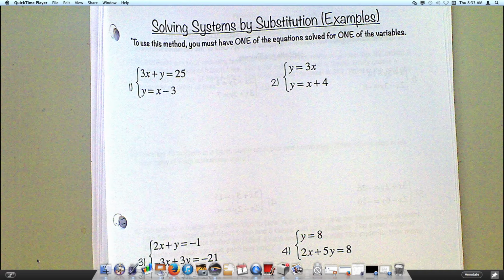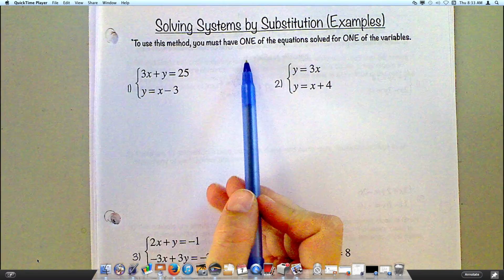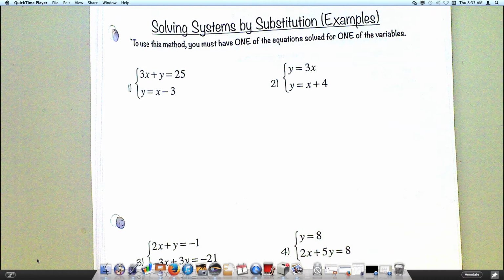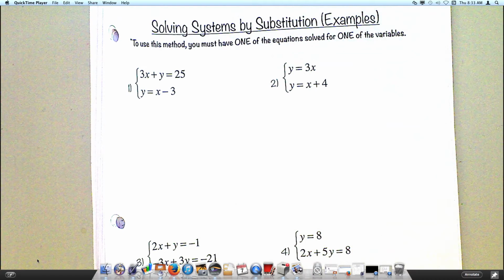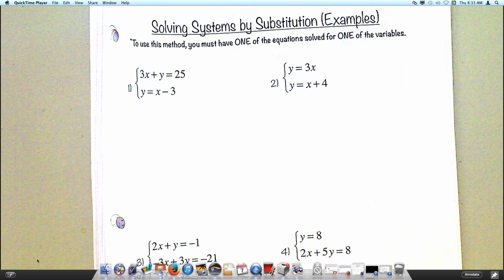With substitution, the key to doing this is you have to have one of the equations solved for one of the variables, meaning one variable somewhere needs to be by itself. You're used to getting y by itself, and that's what I see a lot of the times when students do this method, they would get y by itself because you're just so used to getting y by itself. That's fine, but sometimes there are situations where it's actually easier to get x by itself, and that's fine too. You can get either variable in either equation by itself.